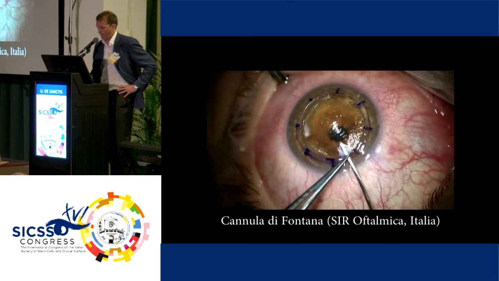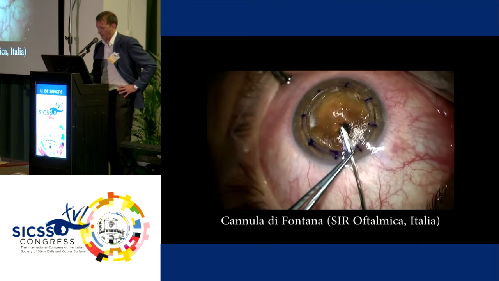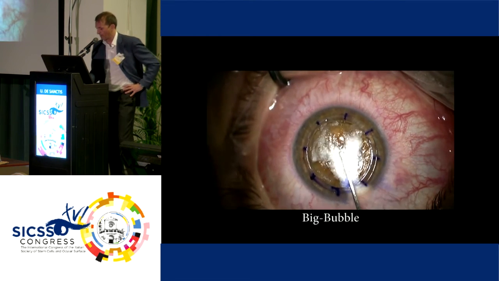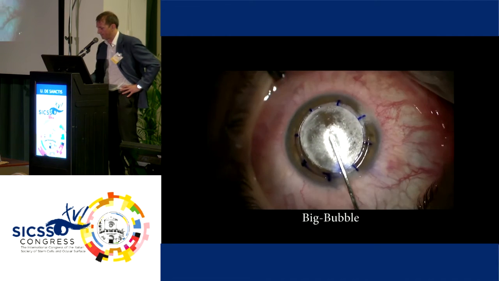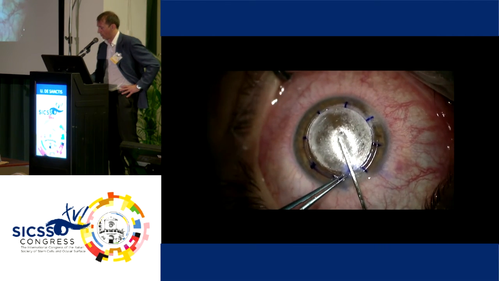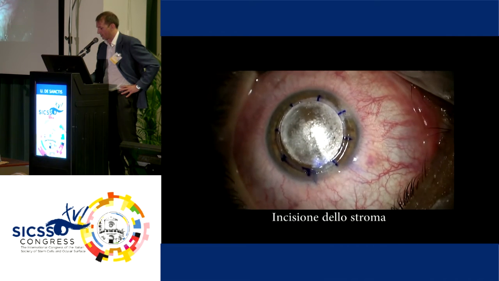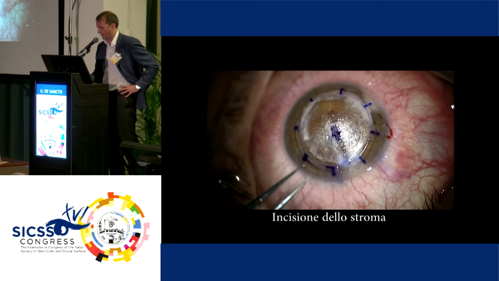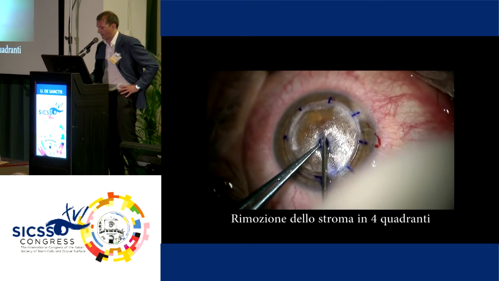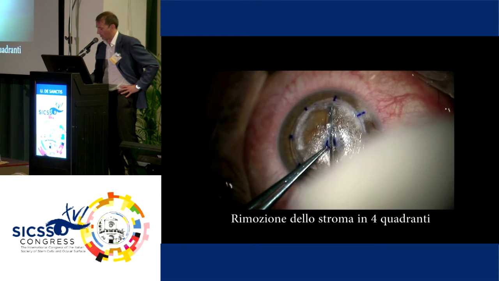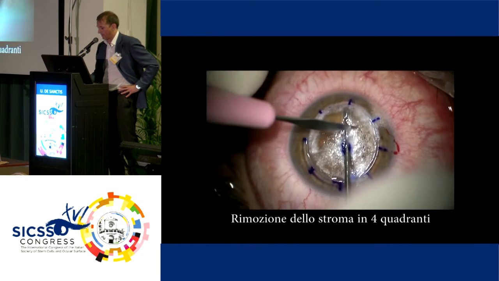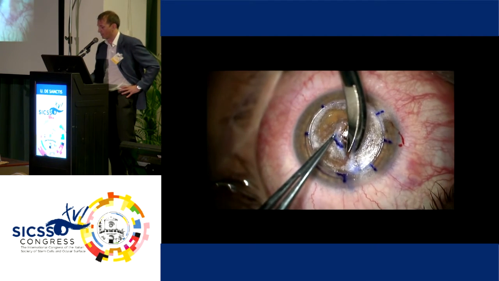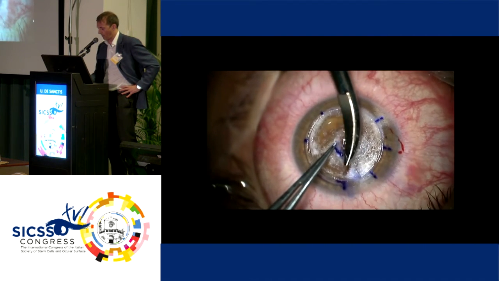This is the Fontana cannula, and in this case, we use this cannula. It is then positioned centrally, close to the thinnest area. The big bubble is formed. The removal of the residual stroma is performed, and then the standard technique continues. Stroma incision posteriorly, and protection by viscoelastic, and then dissection in the 4 quadrants. In this case, the first step is done with the spatula and then with blunt scissors.